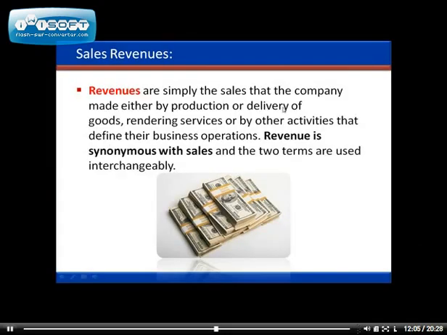Alright, so revenues are simply sales that a company made either by production or delivery of goods, rendering services, or by any other activities that define their business operations. And revenues is synonymous with sales, so a lot of people use that interchangeably. You'll hear people say that the company's revenue declined, or you hear them say their sales declined. The two terms mean the same thing, so don't get confused when you hear that.